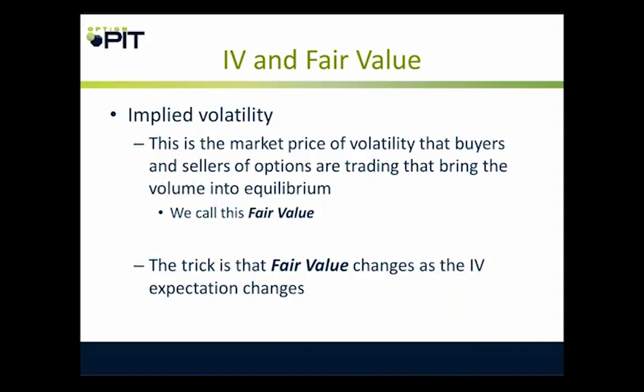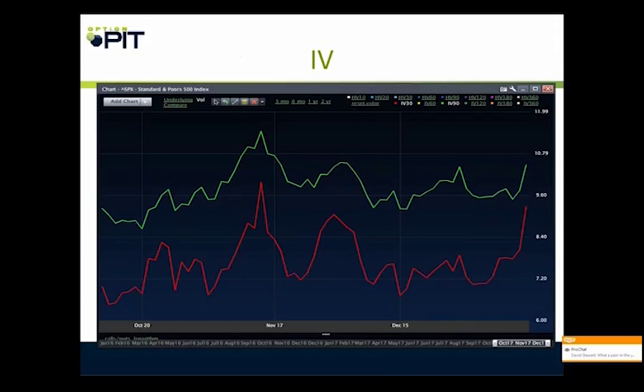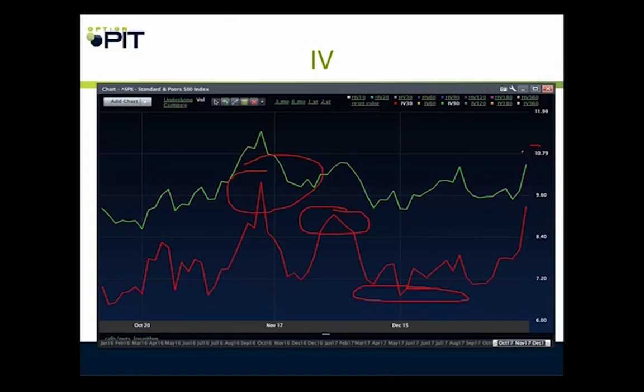All right. Then there are periods of time where fair value gets way too low. When the VIX got into the 8s, fair value was too cheap. So here is IV. You can see periods, fair value probably too cheap here. Fair value too expensive here. Probably here.